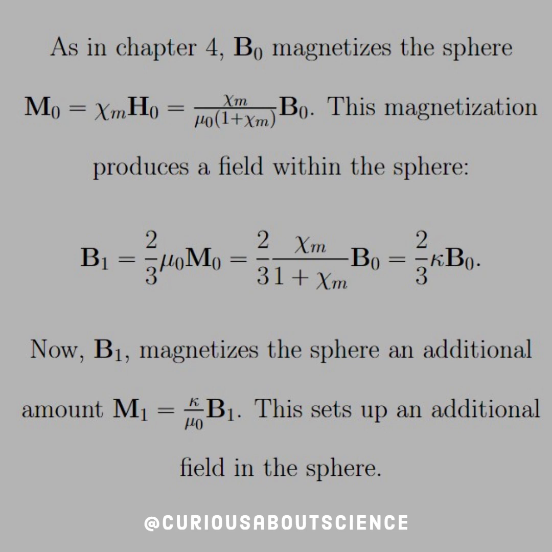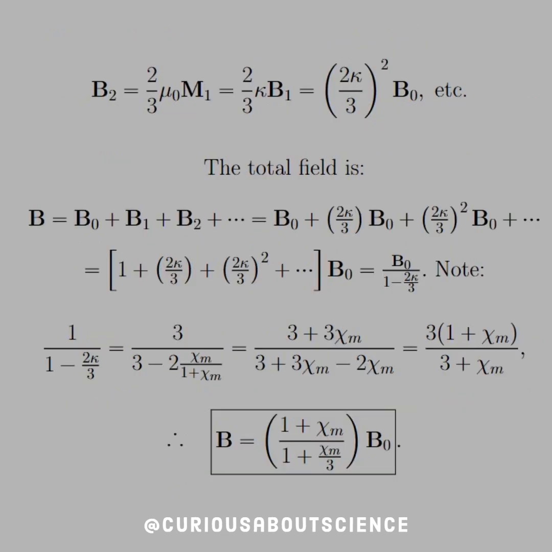So we find B1, okay, and we'll just let kappa equal chi m over 1 plus chi m, so we don't have to keep tagging it along. And now we see that B1 magnetizes the sphere an additional amount, M1, and so on and so forth. So if we plug this through, we see that B is equal to B naught plus B1 plus B2, dot, dot, dot. And so we see that we keep getting this factor of 2 kappa over 3. So we just add up whatever term we're on, square it, cube it, etc.